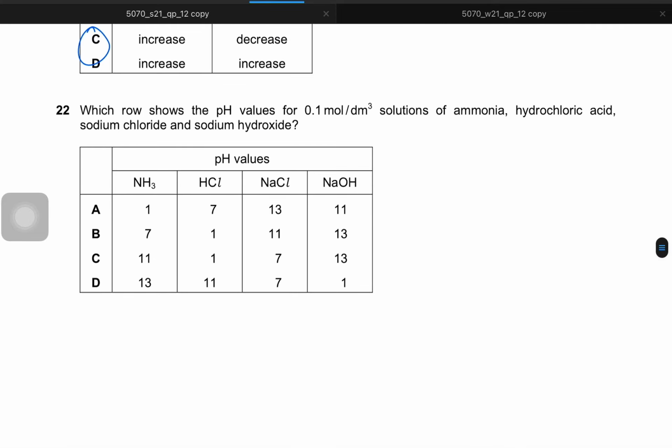Which row shows the pH values of 0.1 mole per decimeter cube solutions of ammonia, which is an alkaline gas, hydrochloric acid, a strong acid, sodium chloride, a neutral salt, and sodium hydroxide, again an alkaline substance. So ammonia is going to be more than 7, HCl very low, sodium chloride is going to be 7, and then sodium hydroxide is going to be very high. So it has to be C for cat because sodium hydroxide is not 1, HCl is not 7, ammonia is not 7. So obviously the only answer is C for cat.